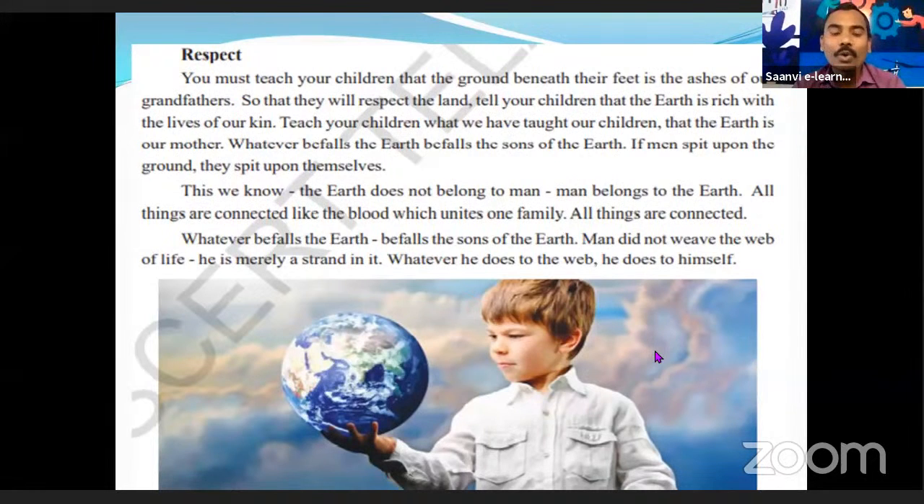Man did not weave the web of life. He's only a strand in it, a small thread in it. So you might have seen a web. In a web, there are many strands. Out of all those strands, the man is just like a small strand.